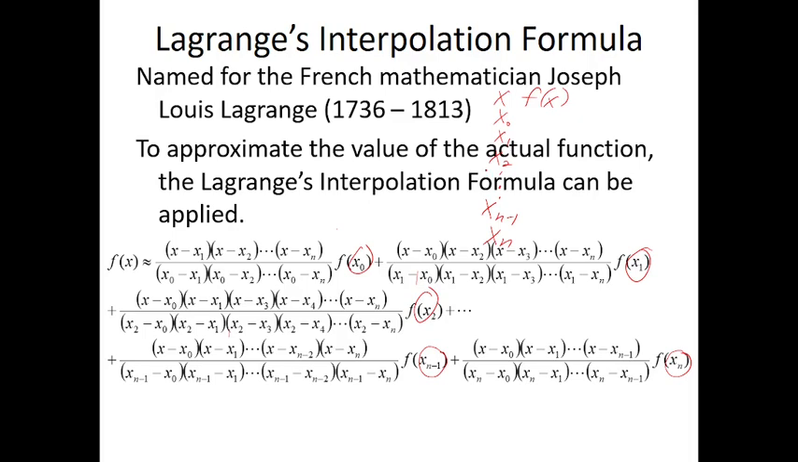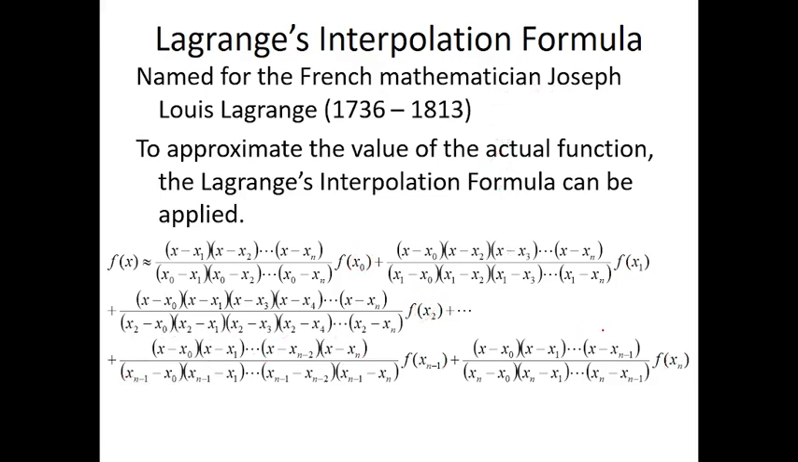So, considering x sub n minus 1, all x values here will be replaced by x sub n minus 1. And also, we're not allowed to have x minus x sub n minus 1. We're not also allowed to have in the denominator x sub n minus 1 minus x sub n minus 1. And then, lastly, we have x sub n.